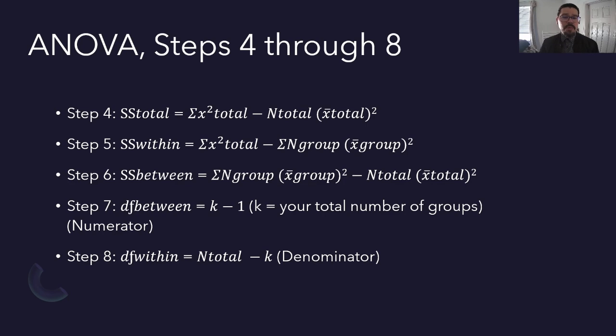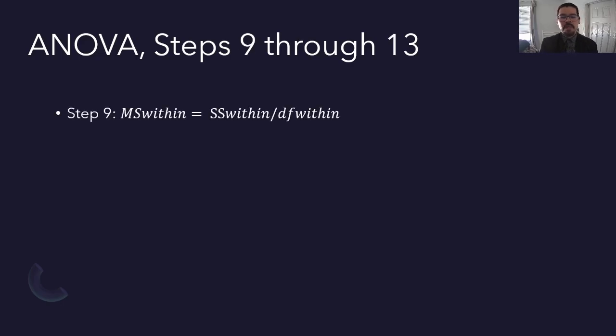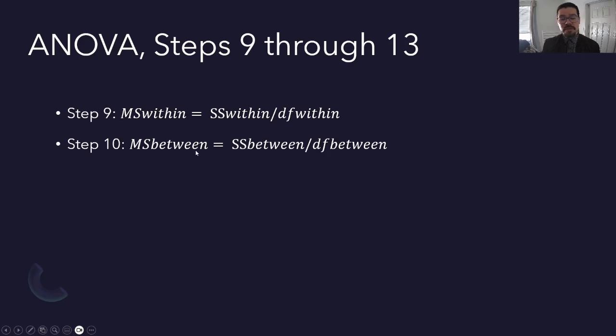For step 8, we would determine the degrees of freedom within, where we're taking our n total minus k. That would be our denominator. Again, the numerator and denominator components of this particular slide are relevant for navigating table D. And I'll comment on that in the last set of steps that we have. So we would also calculate this relatively new piece. It's the mean of squares within, and then the mean of squares between. Then we would calculate the F ratio.